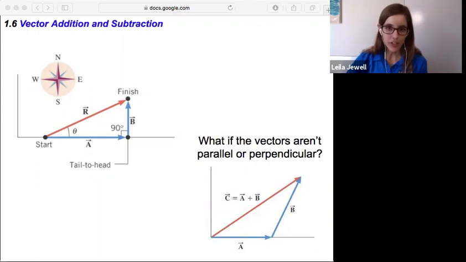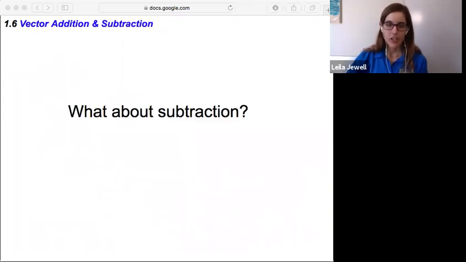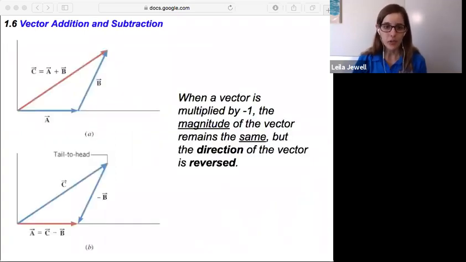Now, we've talked about vector addition here. What about subtraction? Have to keep that in mind too. So here's the rule. When a vector is multiplied by -1, the magnitude of the vector remains the same, but the direction of the vector is reversed. So this is the way that we deal with vector subtraction, is instead we treat it as a negative vector.